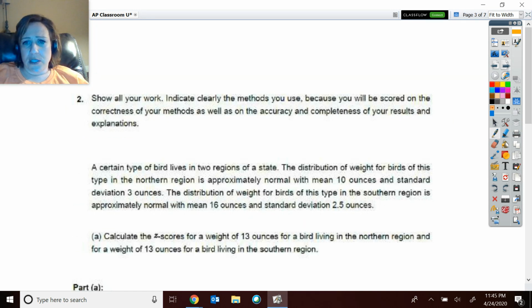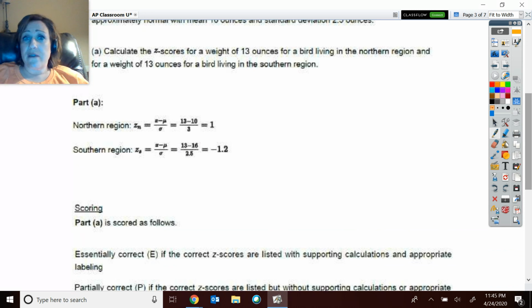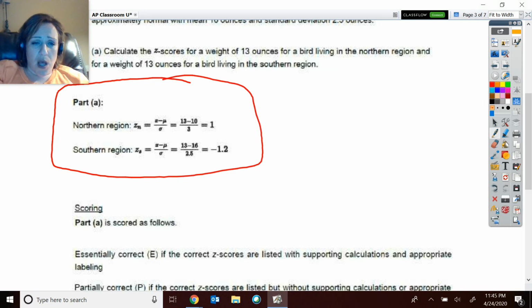This one was about the northern region and the southern region and the weight of the birds. Most everybody did a really good job actually on this. We had very good answers describing the z-score, and that's how many standard deviations the 13-ounce bird was away from average in the northern region and away from average in the southern region. In this number of standard deviations away from the mean. Now, if you did not put z equals, then it's wrong. Okay? Well, let's see here.